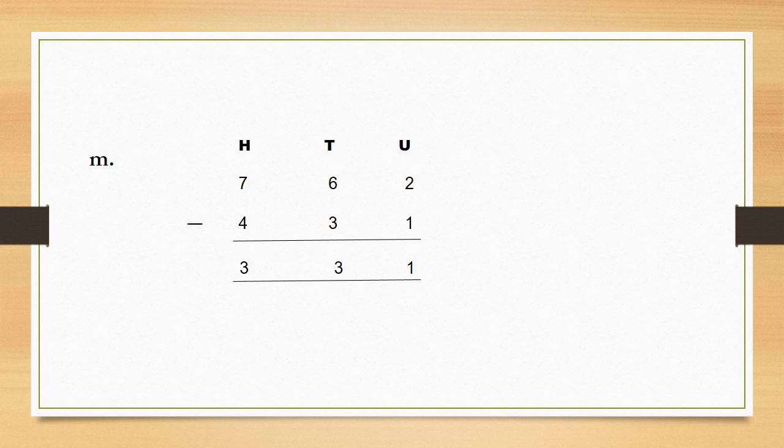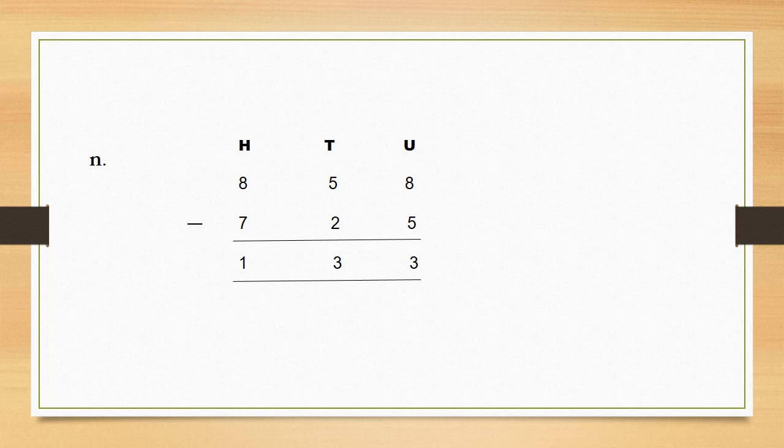Now we will solve the digits that are in the hundreds place. In hundreds place, we have 7 hundreds and 4 hundreds. When we take away 4 hundreds from 7 hundreds, we get 3 hundreds. Students, we are left with 3 hundreds only. So students, by subtracting 431 from 762, we get the answer 331. So write this down in your book.